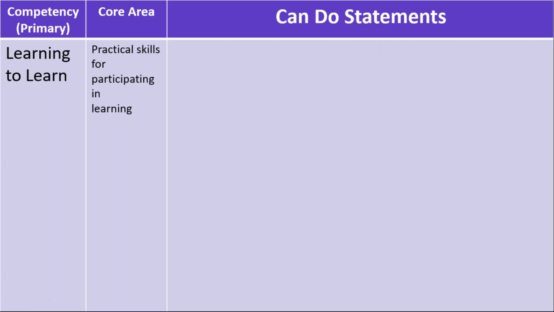Let's look at it a little bit closer. So we've got the competency for primary students, which is learning to learn. We've got a core area with practical skills for participating in learning, one of the 3. And there are specific can-do statements that students need to develop throughout the whole process of learning in the primary classroom.